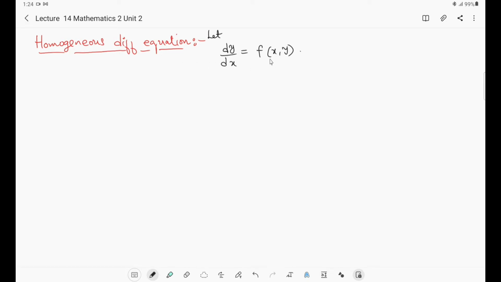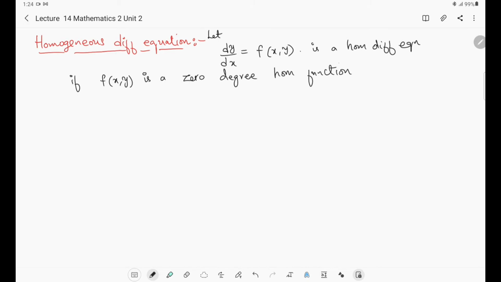If the right hand side function f of x comma y is a 0 degree homogeneous function, then this is a homogeneous differential equation. Already, what is the meaning of a 0 degree homogeneous function? We have just now seen.